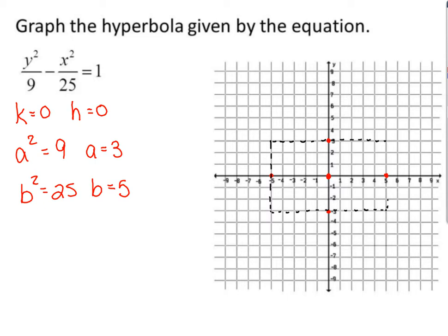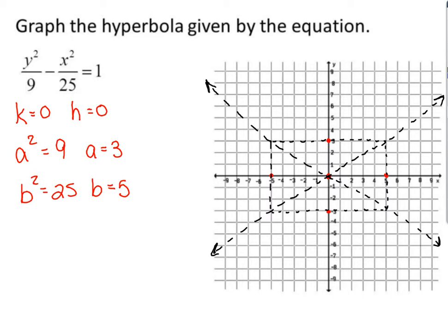And this box will help me create my asymptotes. Your asymptote should go from corner to corner, and it should go through the center. Remember, the asymptotes are the lines that your graph will approach but will never actually touch.